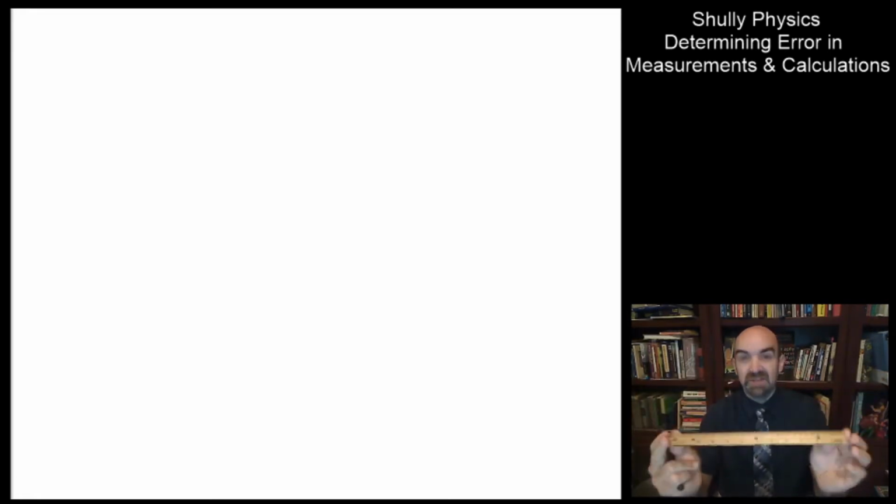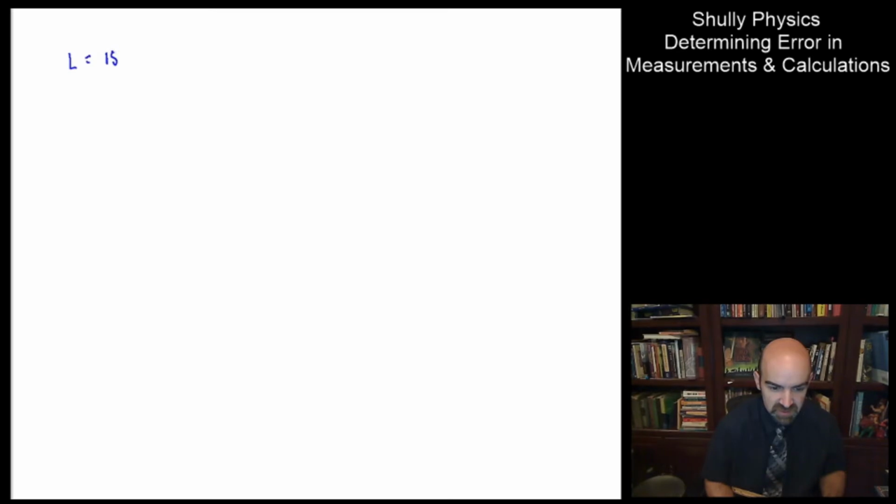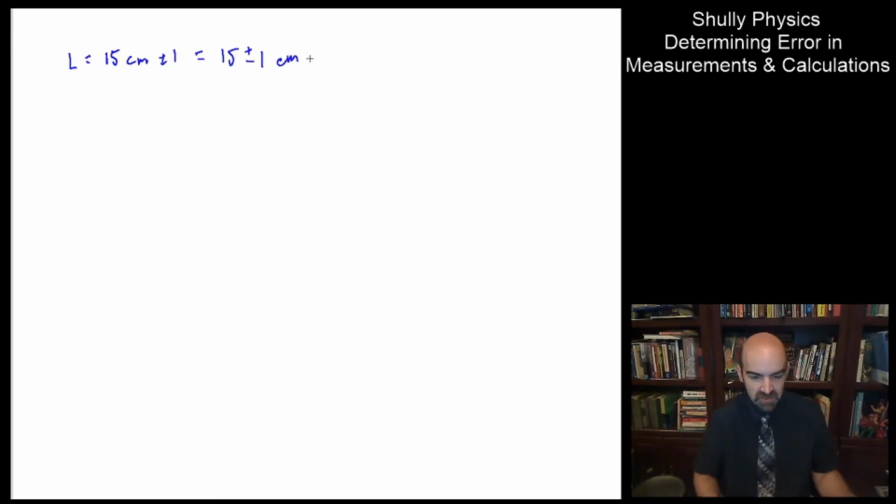If this only had centimeter marks, I might have to say 15 centimeters plus or minus 1, because the exact amount is somewhere in between 14 and 15. So I might write the length of my calculator is 15 centimeters plus or minus 1 centimeter. Or you can write 15 plus or minus 1 centimeter. Either way works just fine.